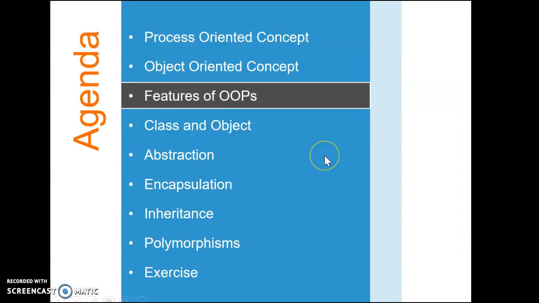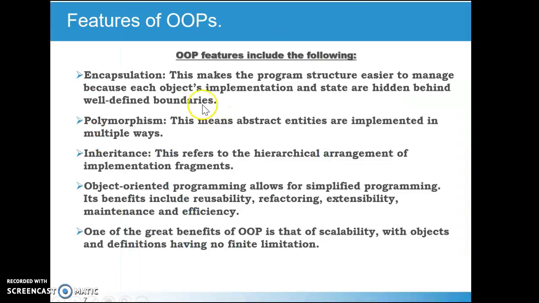Next we are going through the OOPS concepts. What are the features? These features include encapsulation, polymorphism, inheritance, and data hiding. These are all the major features of object oriented programming. Encapsulation makes programs easier to manage because each object implements its state and is hidden behind a well defined boundary. Polymorphism means multiple methods can be implemented with the same name.